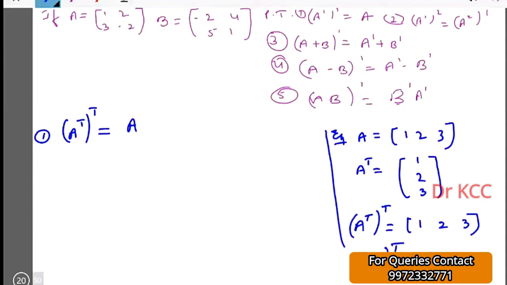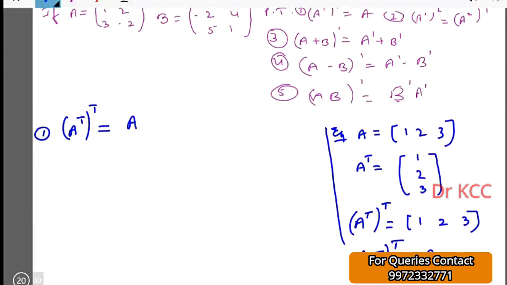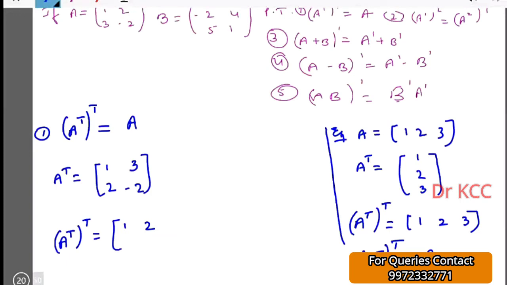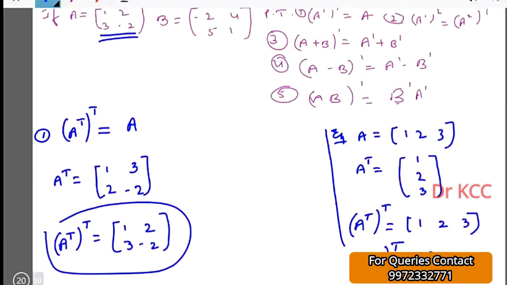Now what is the question given? First, 1 2 3 minus 2. First, A transpose does not come directly. First, now take the transpose for A transpose whole transpose. Apply the transpose again, what do you get? 1 2 3 minus 2. So you can observe here, this answer is same as this answer. So therefore you can directly conclude that the double transpose of any matrix will give you the original matrix. First question done.